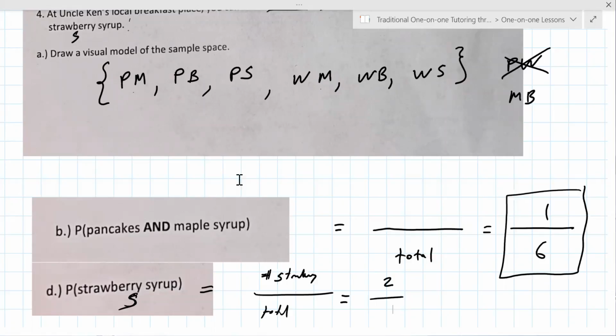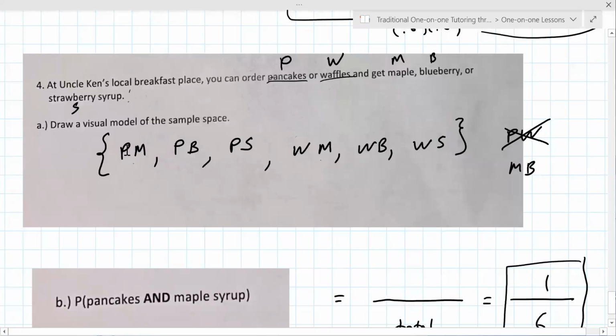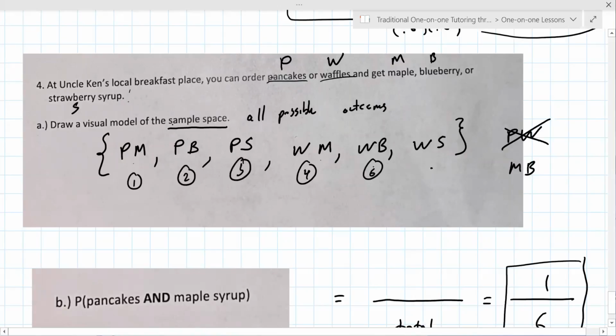So what does PM stand for up here? Pancakes and maple syrup. Great. And what about PB? Pancakes and blueberry syrup. Okay, and then we continued this pattern. This is the sample space. This means all the possible outcomes. How many possible outcomes are there? 6. There's 6 possible outcomes. That's your total.